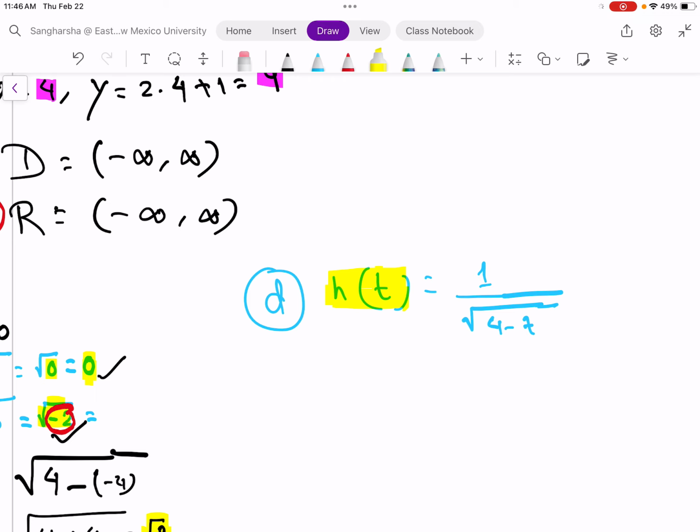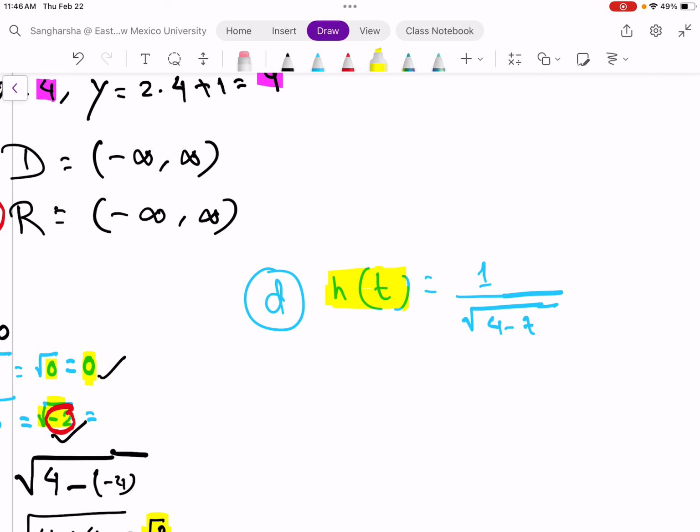Now we have a fraction here. So if we have a fraction, what can't we have? We can't have 0 in the denominator, right? We can't have 0 in the denominator. And the next thing, we also have a square root. If we have a square root, what can't we have under the square root? We can't have a negative number. So we have to keep that in mind.